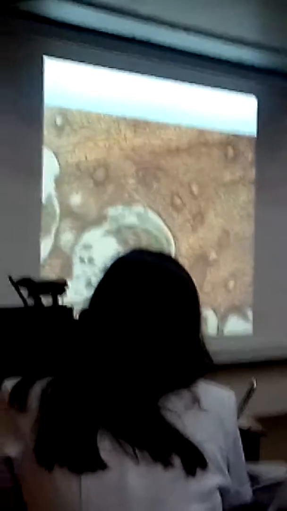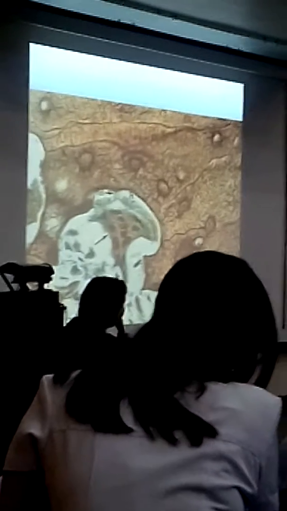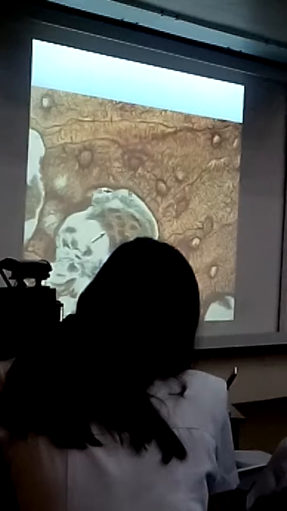This is another illustration of the osteoclast. You can see here, it's already resorbed this portion of the bone. So it's in action. The ruffled border is very prominent, and there's a Howship's lacunae around it.